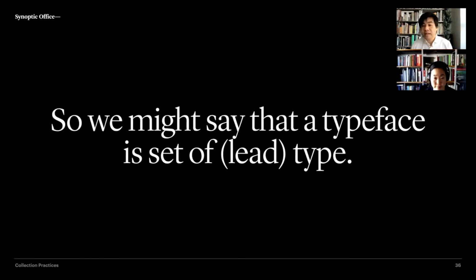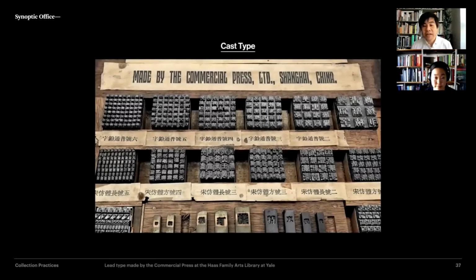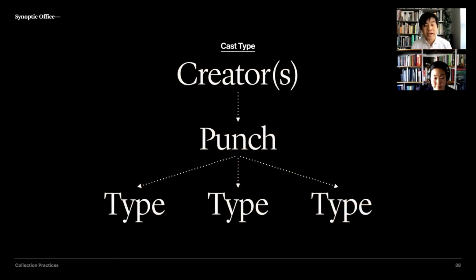We might start with a very basic definition. A typeface is a set of lead type, or usually lead type. When we think about it, we might have an image like this in mind. This is a set of Chinese type at the Haas Family Arts Library at Yale, lead type made by the Commercial Press in Shanghai. This is a very archetypal image of a typeface. A lot of our English terms come from this era of lead type. And on a very abstract level, creating this type of cast lead type involves somebody who makes it, the creator. They might make a punch and then the matrices and things like that in order to create the type. So there's this kind of translation process that goes on.